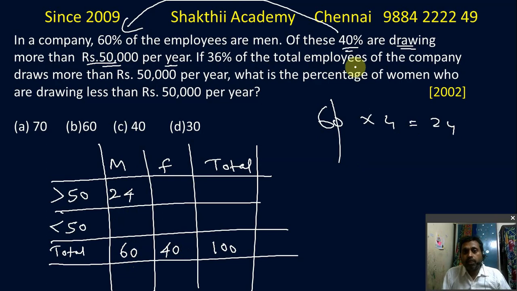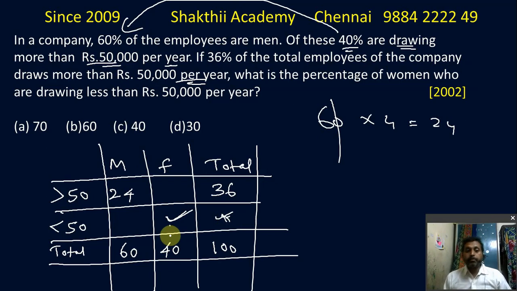If 36% of the total employees of the company draw more than 50,000 per year, it is given very clearly that on the whole, in the company, more than 50,000 salary is given to 36%. That means out of 100 people, more than 50,000 salary is given to 36 people. Question: what is the percentage of women who are drawing less than 50,000 per year? Less than 50,000 per year. So the question is based on this part. Sorry, this part, not this. The question is based on this part.